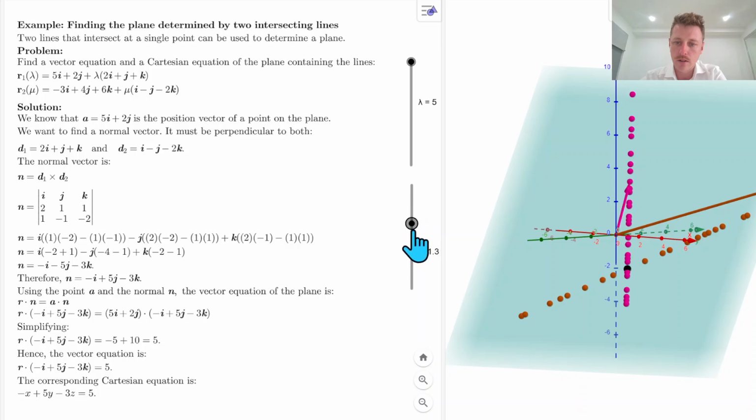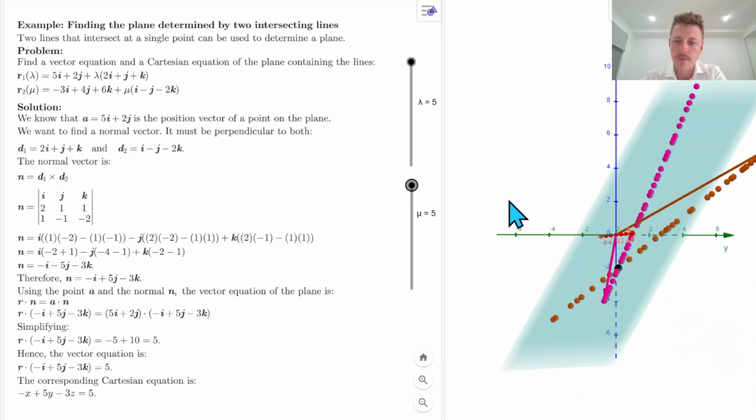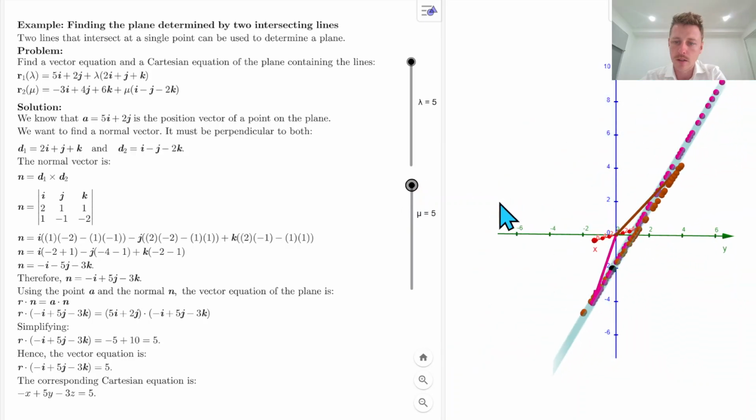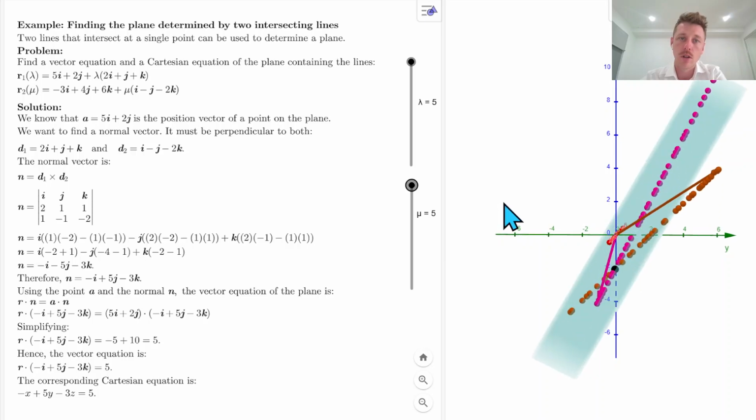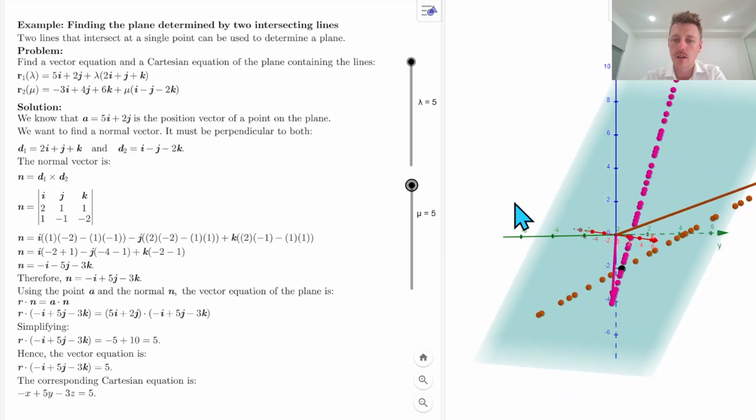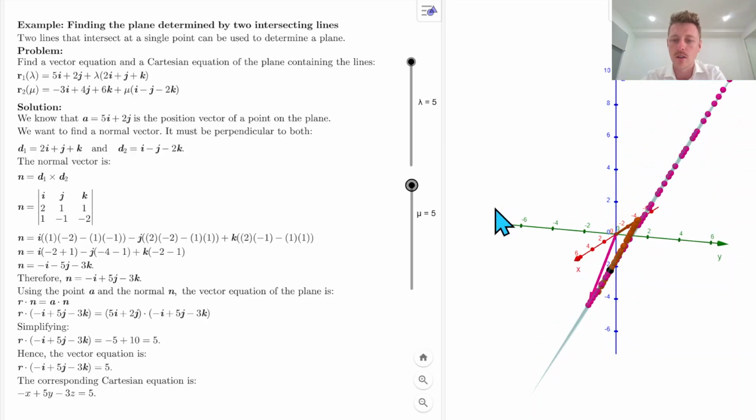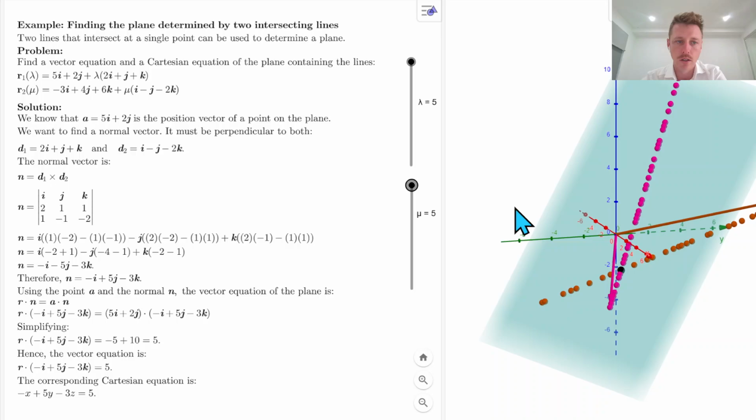I think you would agree, as long as those lines intersect, there's going to be a plane, aka this blue plane, that will contain both of those lines, right? If they're skew lines, remember skew lines are not parallel and they don't intersect, then there won't be a plane that contains both lines, right? But if the two lines do intersect, there will be a plane.